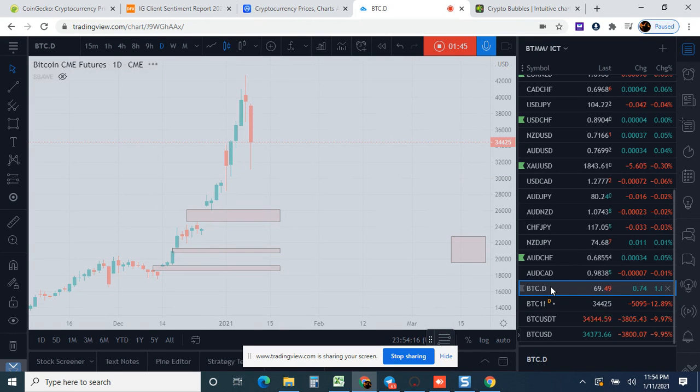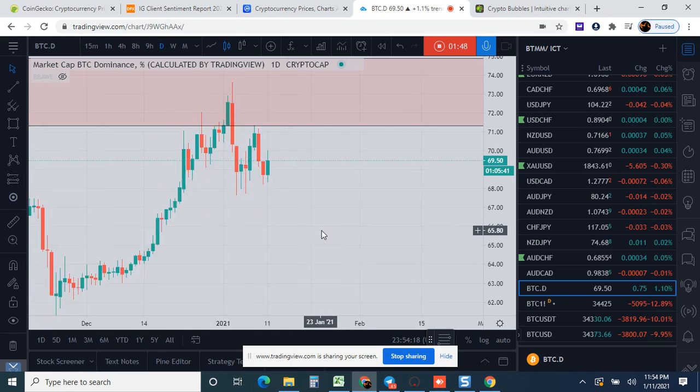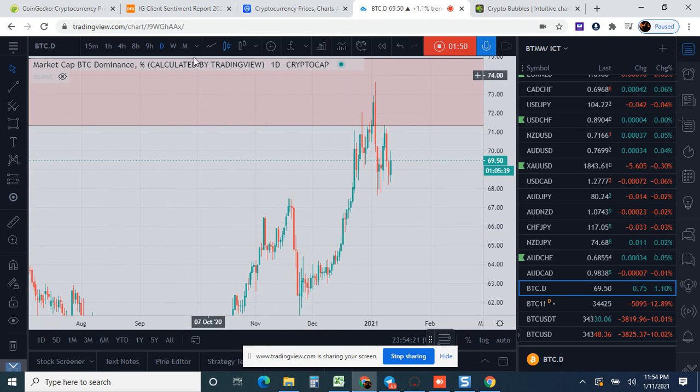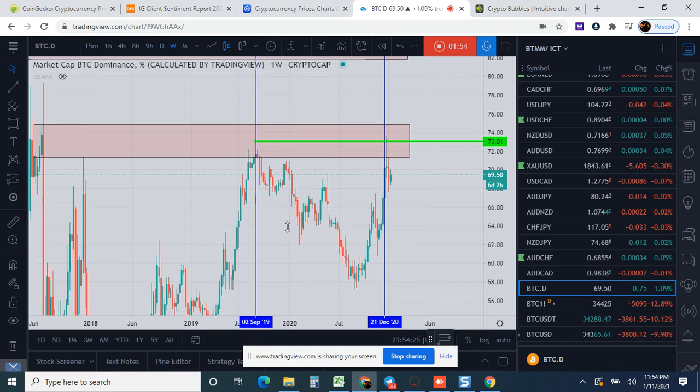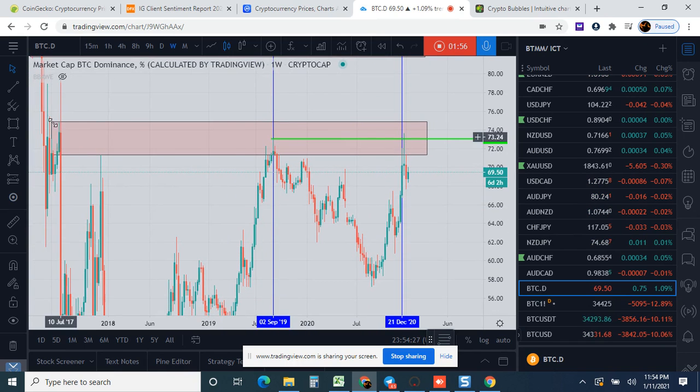On the dominance, we spotted this region on the weekly, and this is the order block. When price came back, we anticipated a drop. Price is back. We anticipated the drop happening right now.